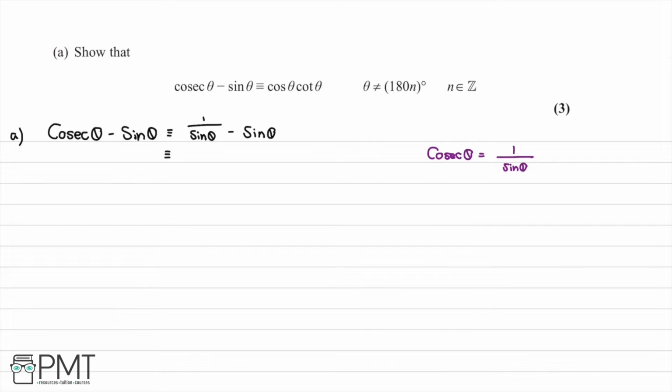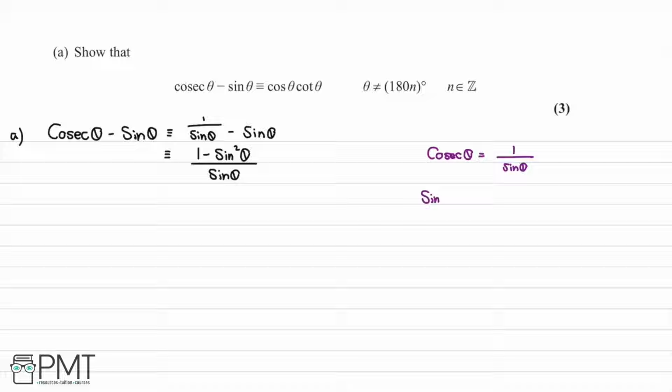So the next step here, we are going to multiply this out. So we're going to have 1 multiplied by 1, which is 1. And then we're going to subtract sine theta multiplied by sine theta, which is equal to sine squared theta. And then for the denominator of our fraction, we have the denominator in this fraction multiplied by the denominator in this fraction, which is sine theta multiplied by 1, which is equal to sine theta.